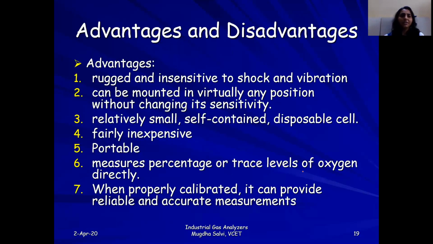Advantages and disadvantages: rugged and insensitive to shock and vibration, can be mounted in virtually any position without changing its sensitivity, relatively small, self-contained and disposable, fairly inexpensive, portable, measures percentage or trace levels of oxygen directly. That means it can measure very small amounts of oxygen also. When properly calibrated, it can provide reliable and accurate measurements.